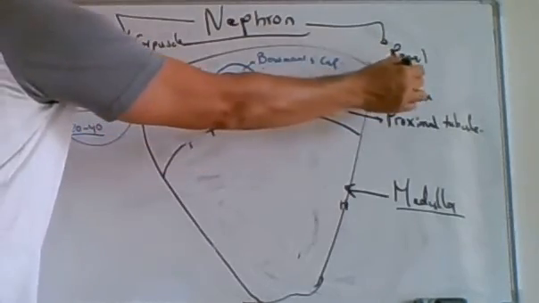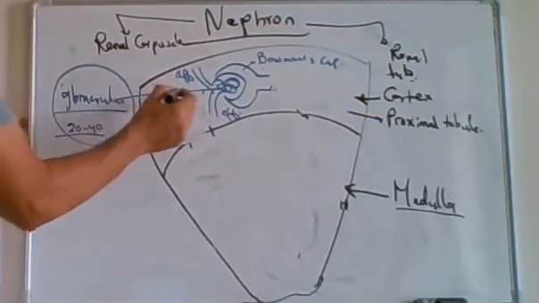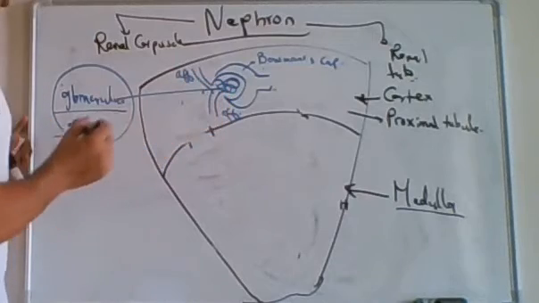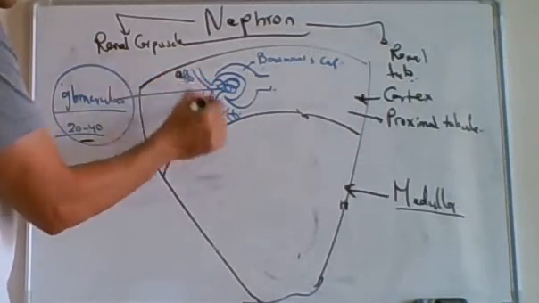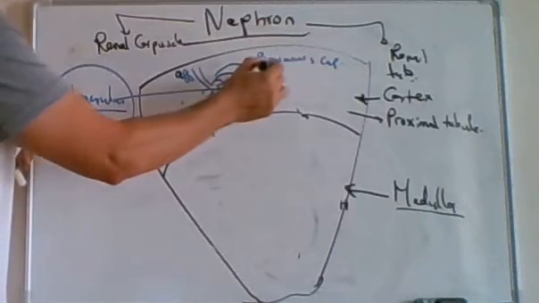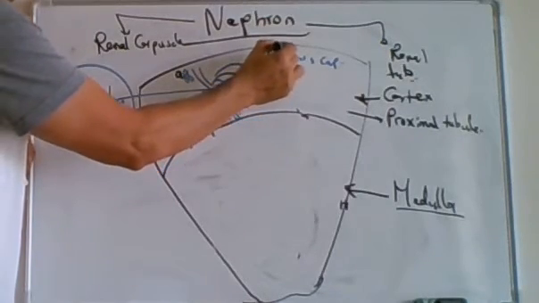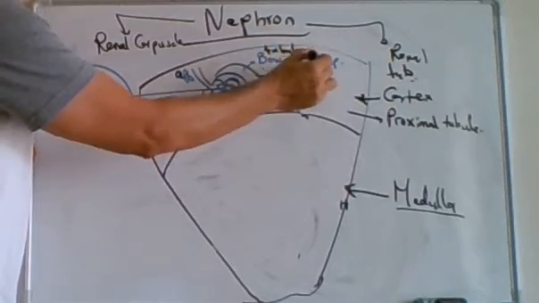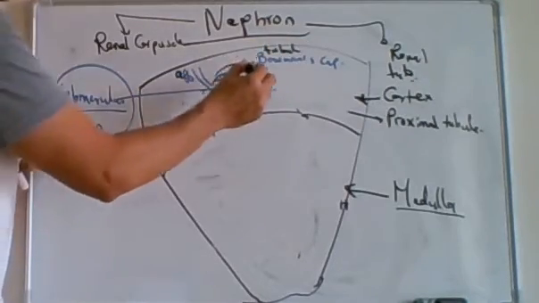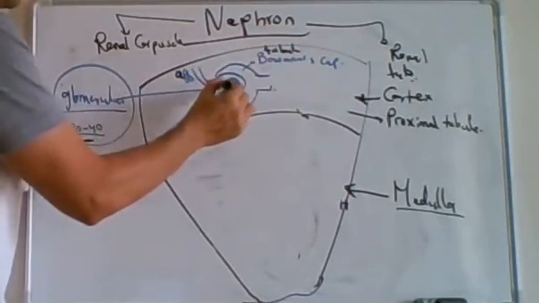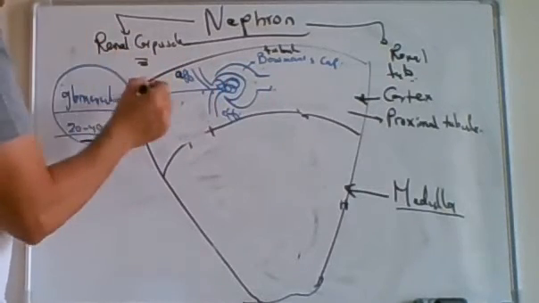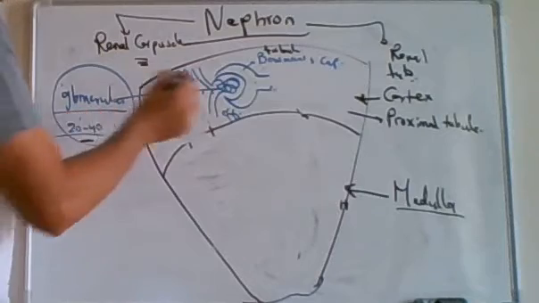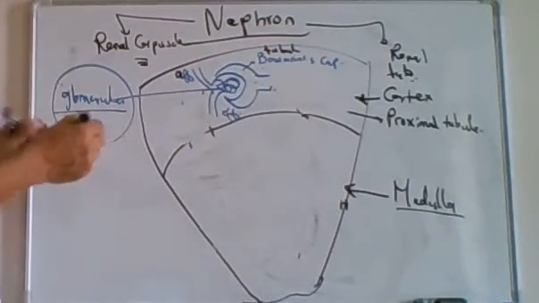The renal corpuscle is formed of the vascular part, which is the glomerulus, 20 to 40 capillary loops present between the afferent and efferent arterioles, and the tubular part, which is the Bowman's capsule. The glomerulus and the Bowman's capsule represent the renal corpuscle. The vascular part is the glomerulus, and the tubular part is the Bowman's capsule.